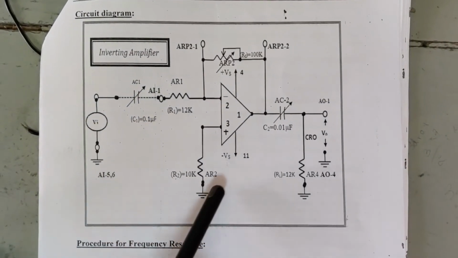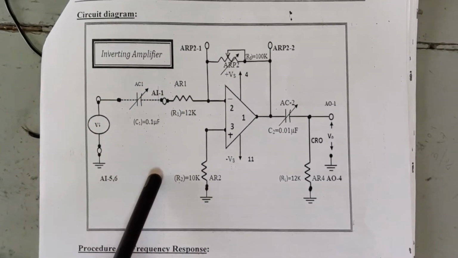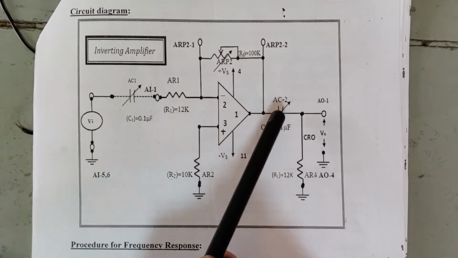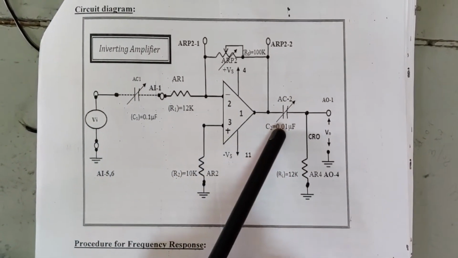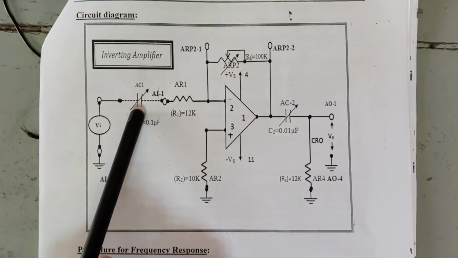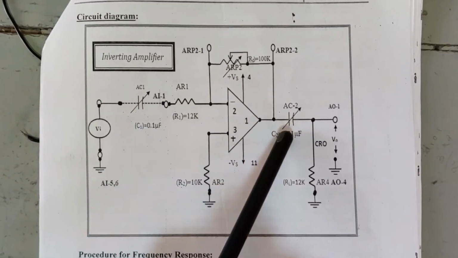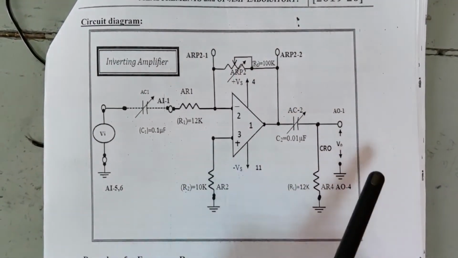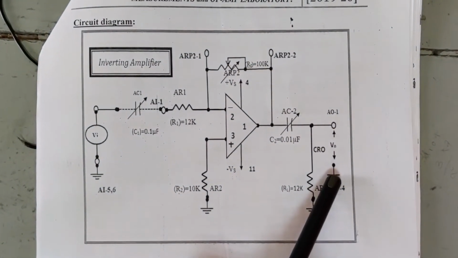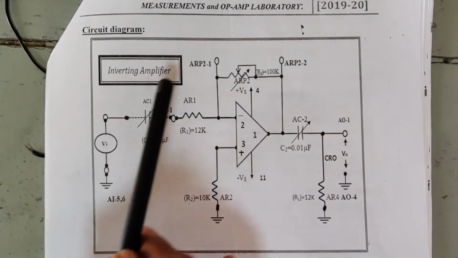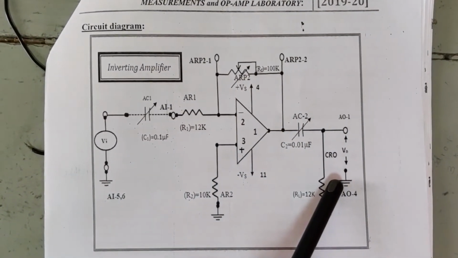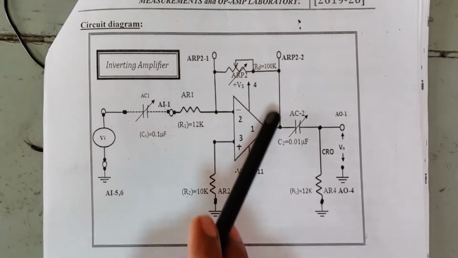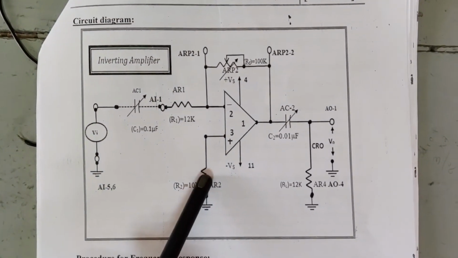So in this particular circuit, you have 5 external connections to be done. One is the function generator connection. Then 2 decade capacitance boxes you have to connect, which are shown here as AC1 and AC2. These two are variable. And 1 decade resistance box you have to connect for varying the resistance. And finally the output across the CRO you have to connect. So these are the 5 external connections which you have to do with the op-amp kit we are using. The remaining connections are inbuilt in the kit itself.